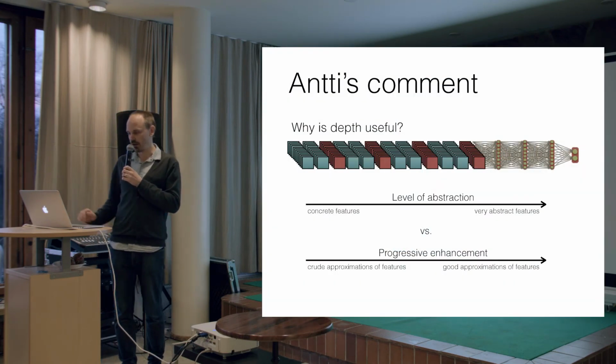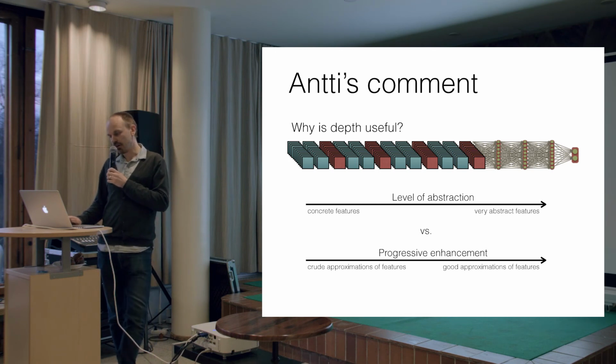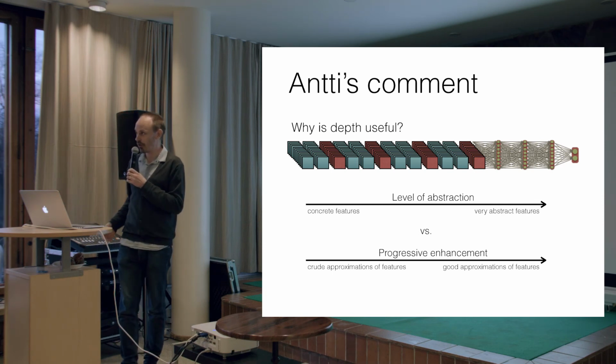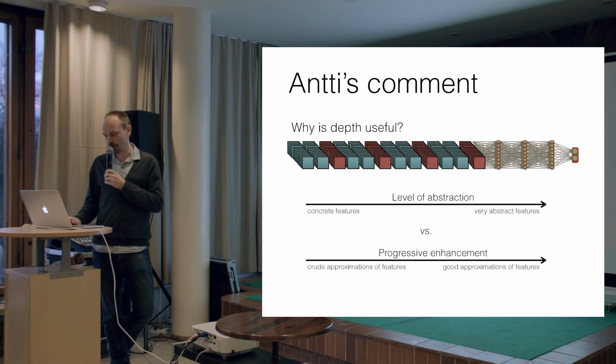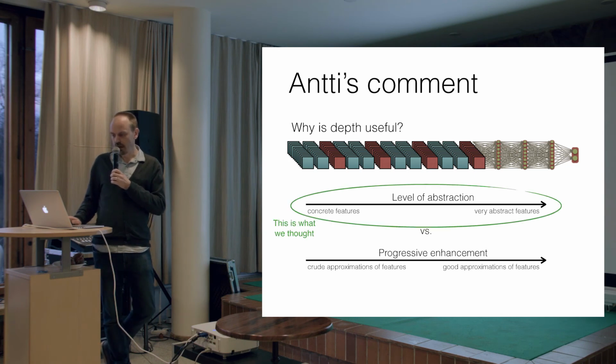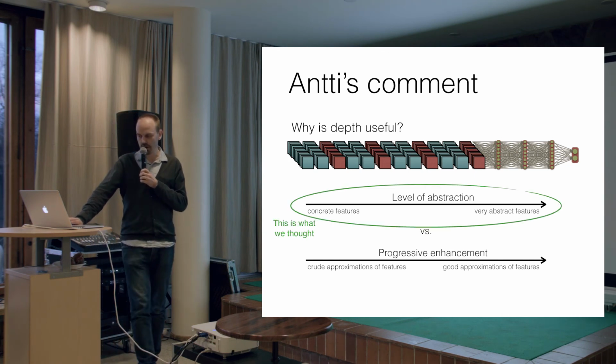But then there's another way of thinking of this, and that's thinking of it as a progressive enhancement. So the very first layers are just crude approximations of some features, and the later layers are better approximations of the same features, so the features don't change, but we are getting better and better approximations of what those features are. And before, I'd say last year, most people would have said that the level of abstraction is the way to think about it, and this is what mainly happens inside the networks.